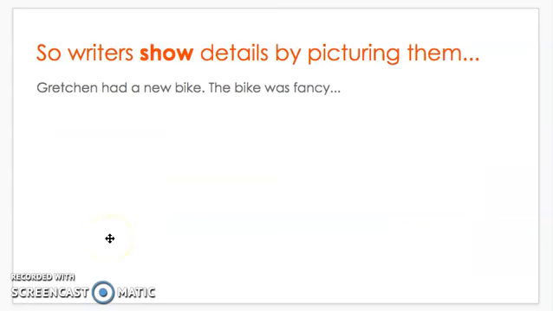So your job now is, writers show details by picturing them. So Gretchen had a new bike. The bike was fancy. I want you to pause for a second and think about how you would describe this fancy bike. Picture it in your mind and then say it out loud what you think would be great, realistic details to describe this bike. Go ahead and pause the video.